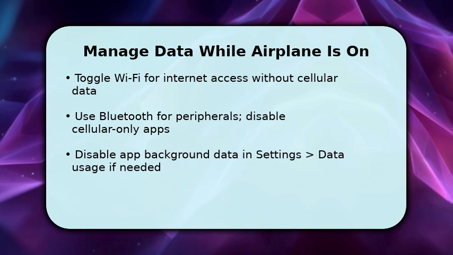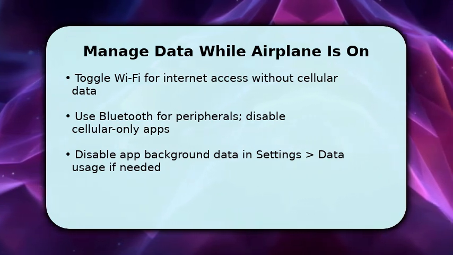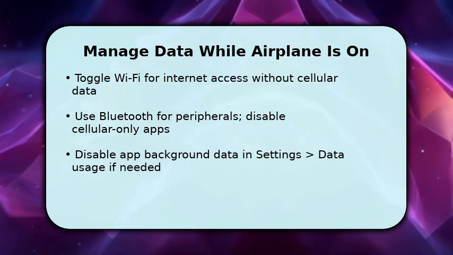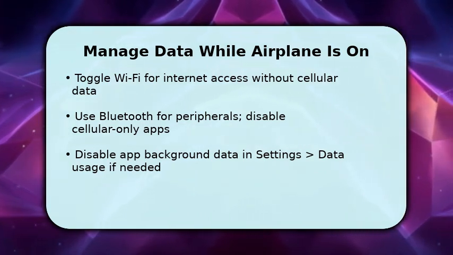For fine control, open Settings Data Usage and turn off background data per app. This keeps notifications minimal and conserves power, while preserving selected wireless features.